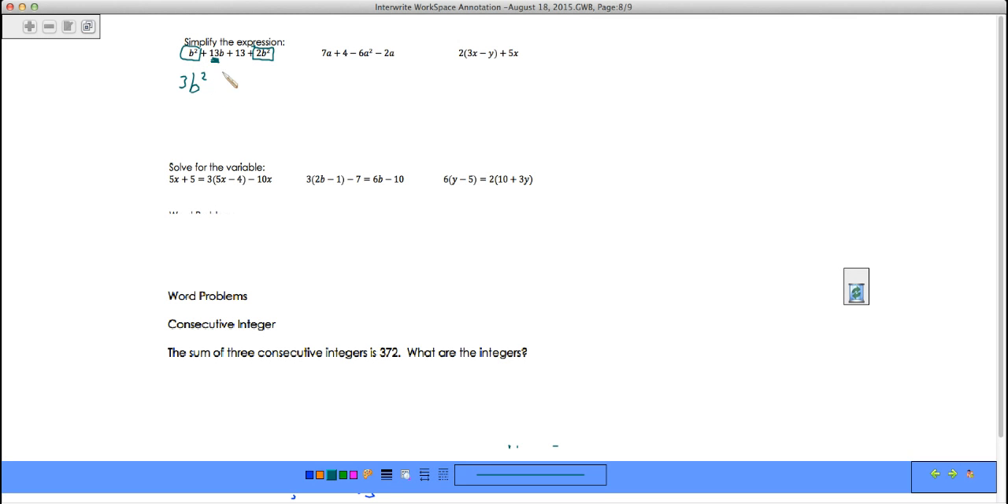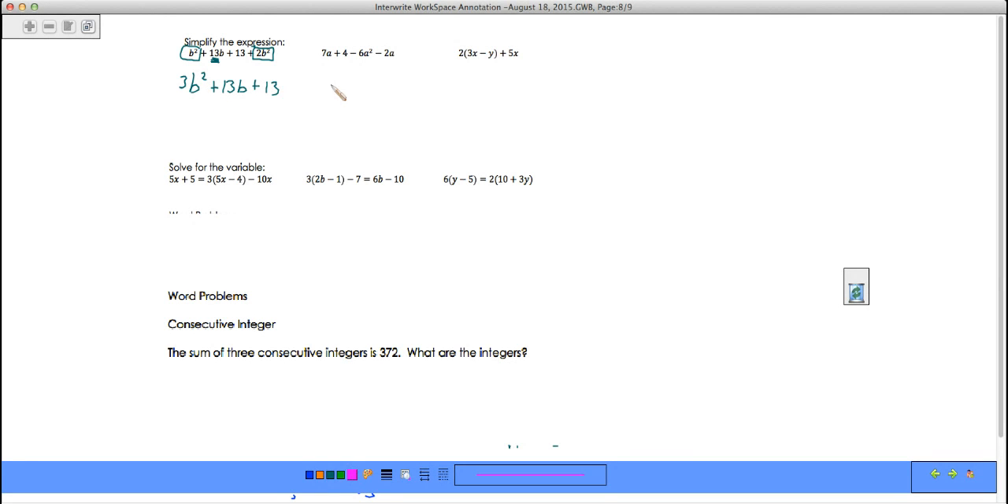Then I have a 13b, but there's no other b's without exponents, so I'm going to bring down 13b. And the same with 13. There's nothing to combine it with, so I'm going to drop down the 13. And that is as simplified as we can make it. We've combined everything we can.